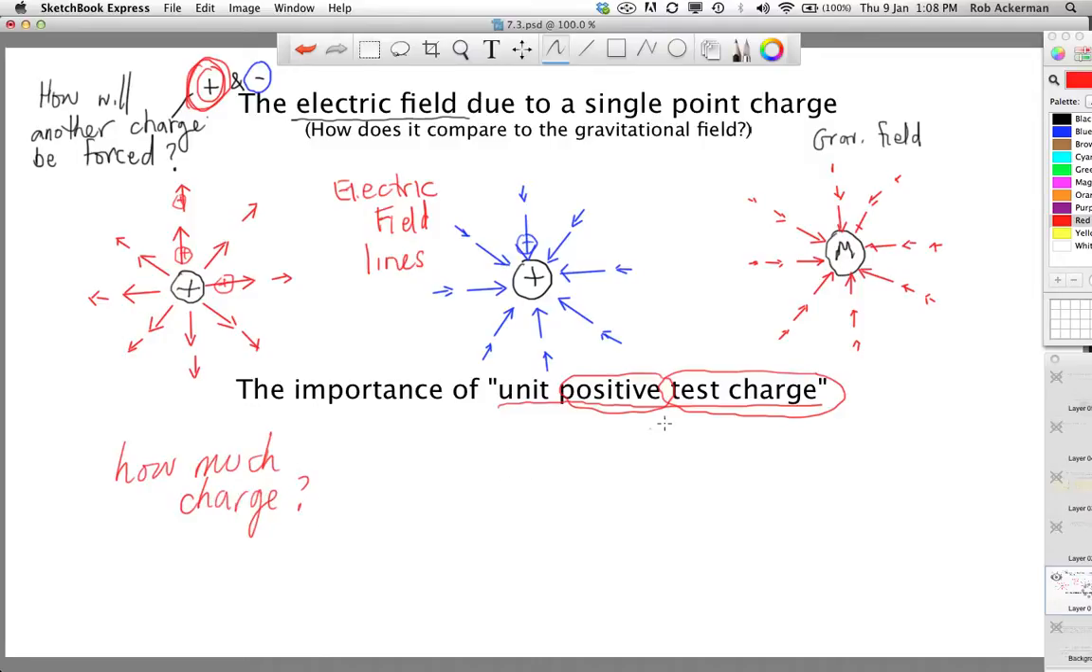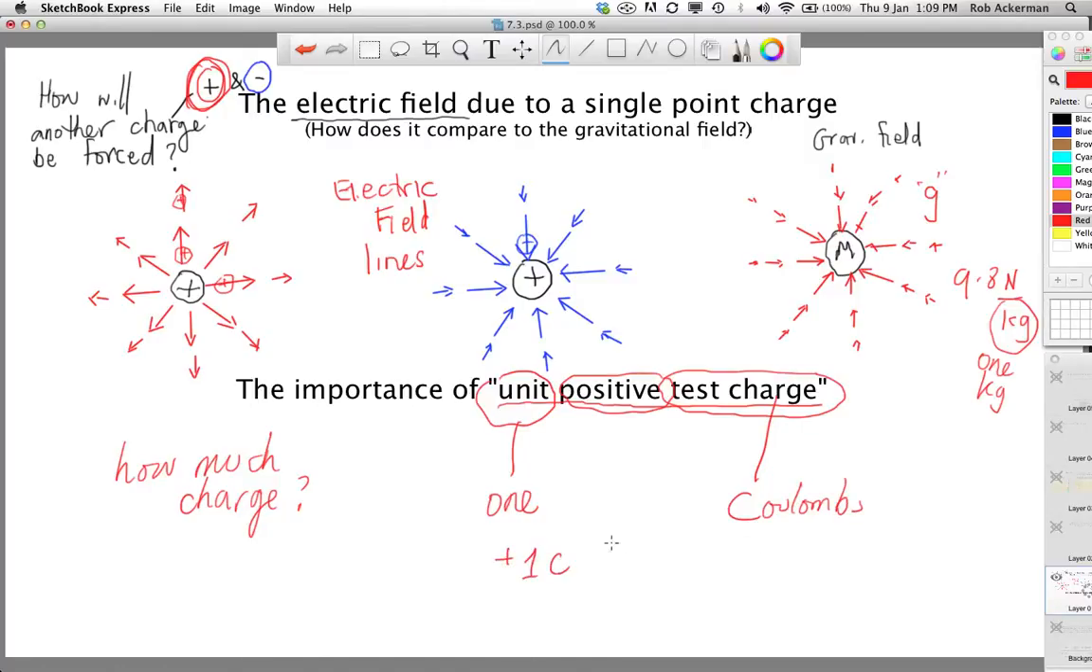Well, if you remember, when we deal with the gravitational field, we're talking about the letter g, which on the surface of Earth, you recall, is 9.8. The units are newtons of force per kilogram, per 1 kilogram of stuff. Well, in the same way, when we talk about electric field, this charge, which is being used to test out the electric field, is going to be a unit. Unit means 1. Positive test charge, and of course charge is measured in coulombs. So you're going to hear me say the words +1 coulomb test charge a lot in this unit, and this is what I mean. It's our way of keeping everything consistent between all the people we talk to when we're studying this.